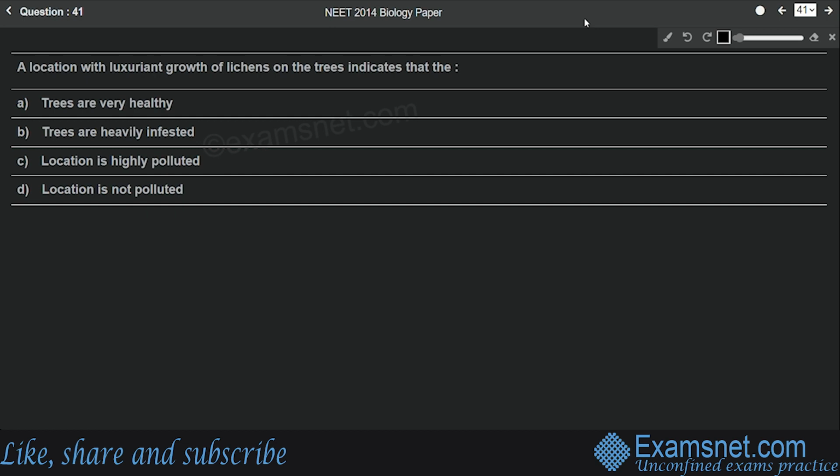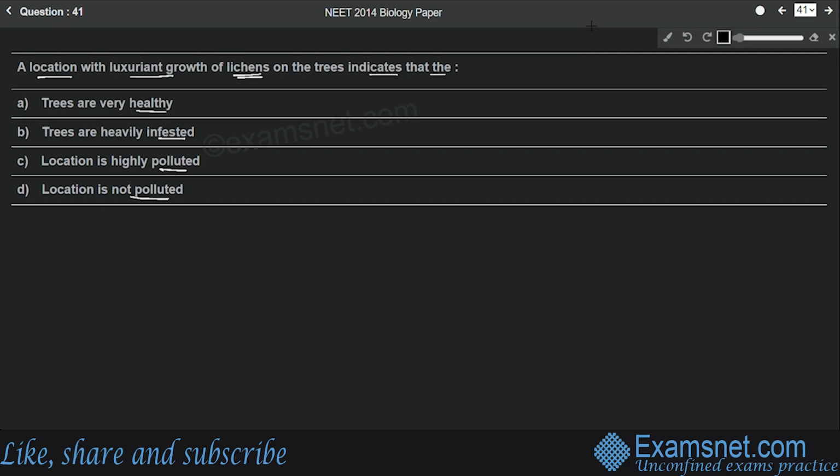Question number 41 is from the chapter Environmental Issues, and the question is, a location with luxuriant growth of lichens on the trees indicates that the, option A, trees are very healthy, option B, trees are heavily infested, option C, location is highly polluted, and option D, location is not polluted.